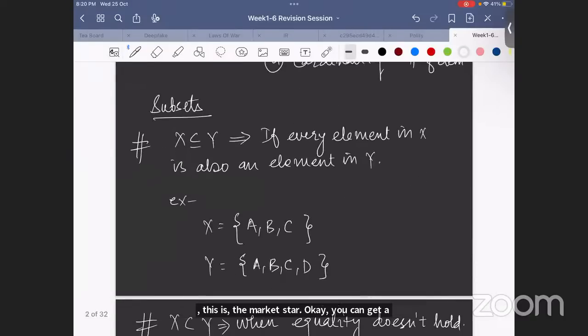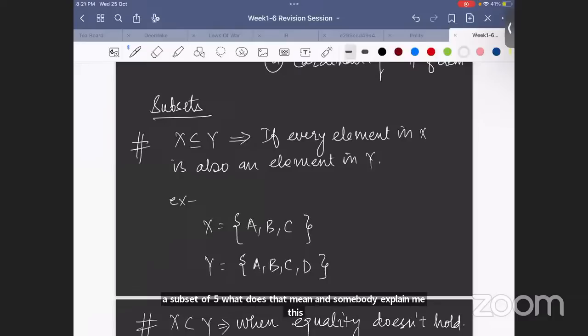And then subset is pretty simple. You're already aware of what a subset is, right? X is some set, and then you have some set Y. So you can write X subset of Y. What does this mean? X is a subset of Y. Can somebody explain this to me?